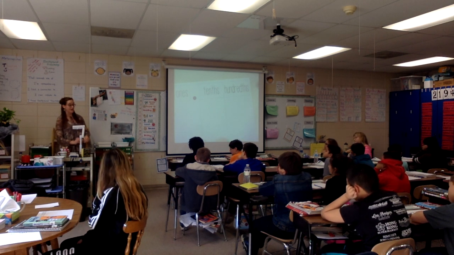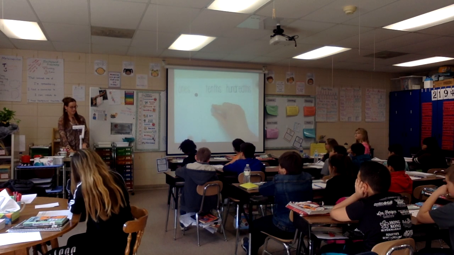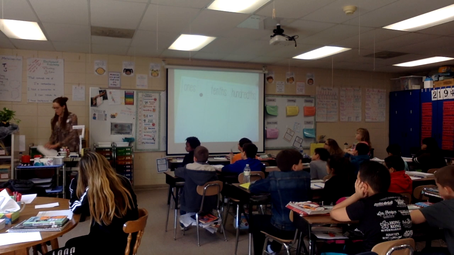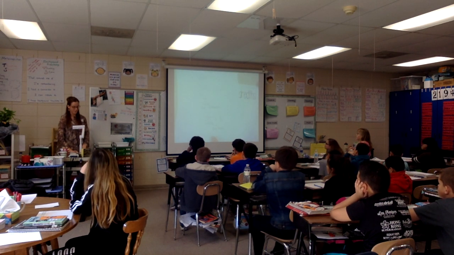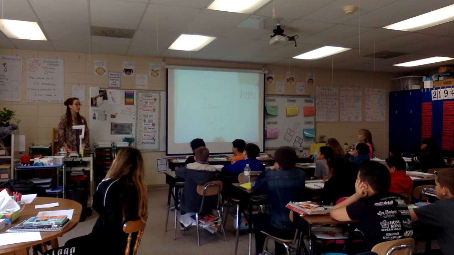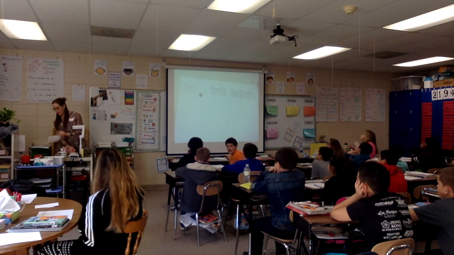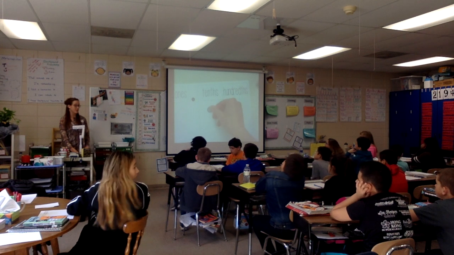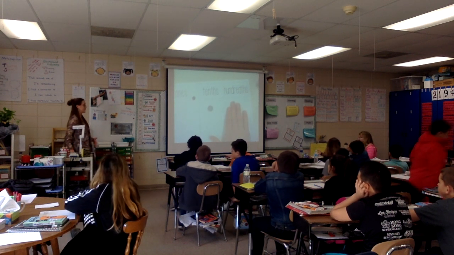Okay, so now we're going to connect money into this. So say I had this coin. What is this? A dime. And from looking back at what we just did, how much is a dime worth out of 100? It's worth 10 cents, but how much is it out of 1 cent? So where do you think this dime would go in the place value chart? In the tens. Talk to your elbow partner about why it would be in the tens spot.